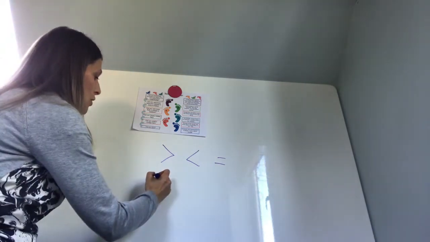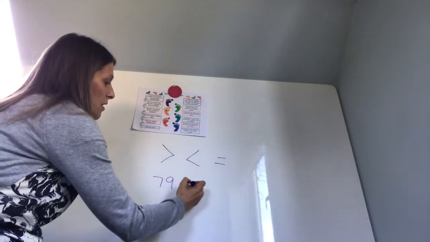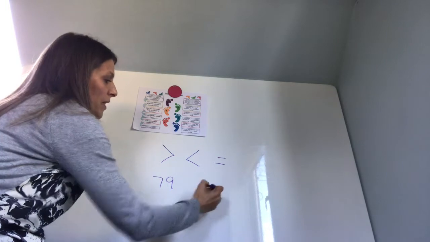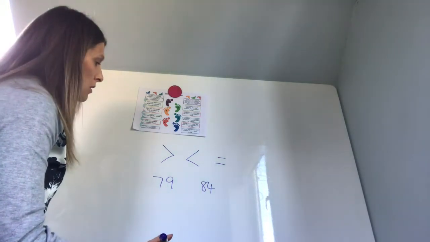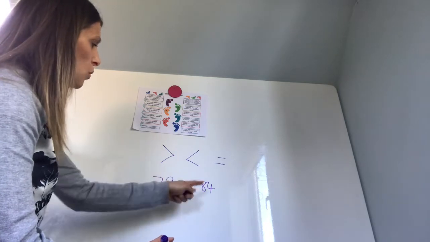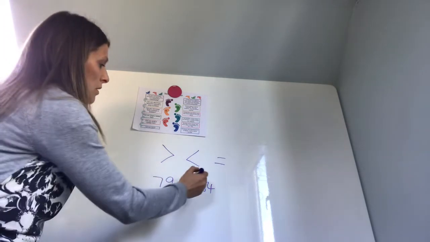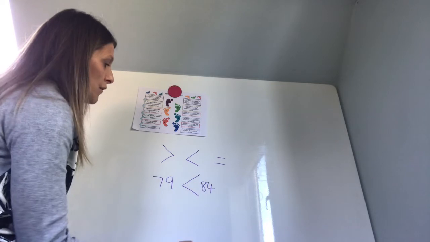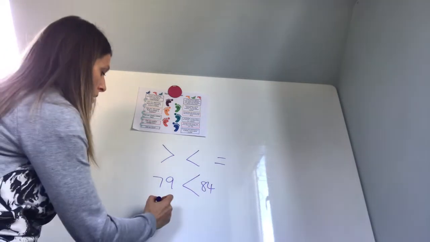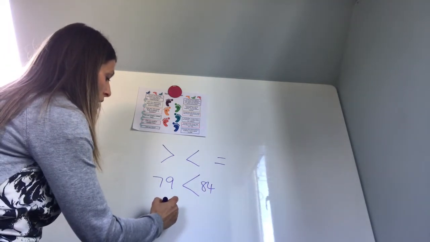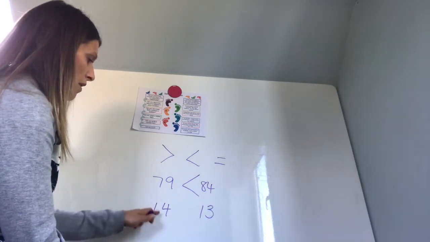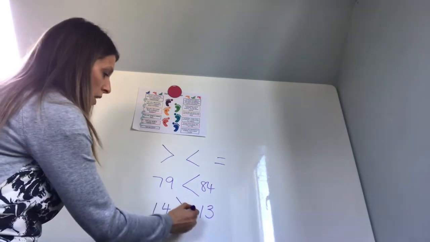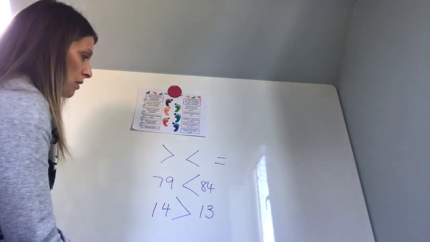So if I had 2 numbers, I had 79 and I had 84. Now remember, the crocodile always eats the biggest number. So which number is the biggest one? I'm going to say the crocodile is going to eat 84 because I think it's bigger. My next 2 numbers are going to be 14 and 13. Now I think 14 is the biggest number, so I'm going to get my crocodile to eat the biggest number.